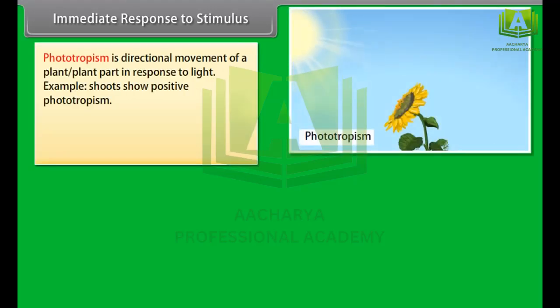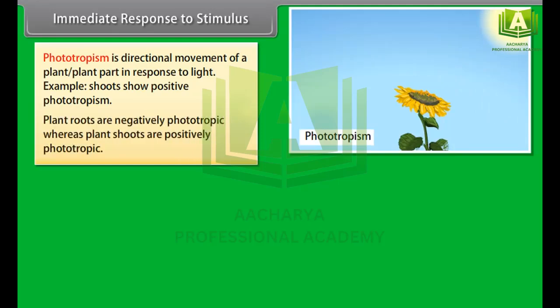Phototropism is directional movement of a plant part, in response to light. Example: shoots show positive phototropism. Plant roots are negatively phototropic, whereas plant shoots are positively phototropic.